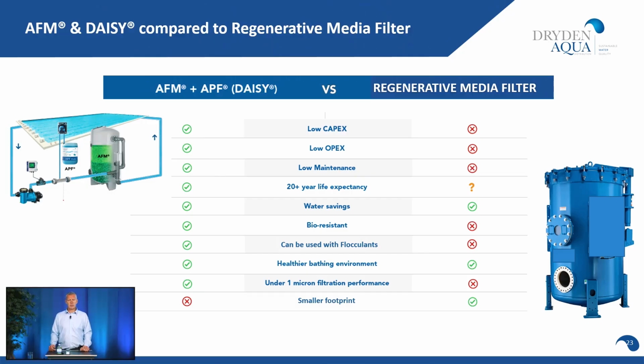You can't use flocculants with these types of filters. So if you want to remove dissolved pollutants like phosphate, for example, it could be quite a challenge because you can't use a coagulant with these systems. It will just simply block them up, like with cartridge filters as well. Healthier bathing environment, yeah, again, I think because you're producing such good quality water. Under 1 micron filtration, questionable, certainly not with cartridge filters. But again, like with the ceramic membrane filtration, these regenerative filter systems do hold a much smaller footprint, so they do win over the Daisy system there.